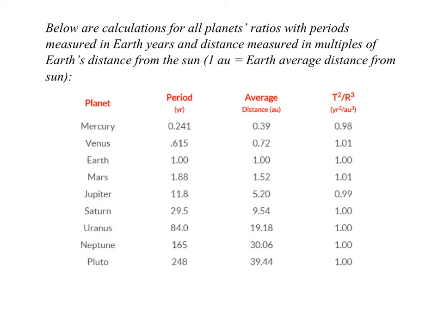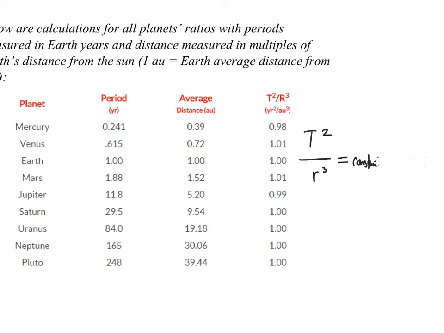But the idea I want you guys to recognize is that for any planet setup, you could always do this. T squared over r cubed equals whatever constant is on the other side. Okay, that's always going to equal a constant on the other side.